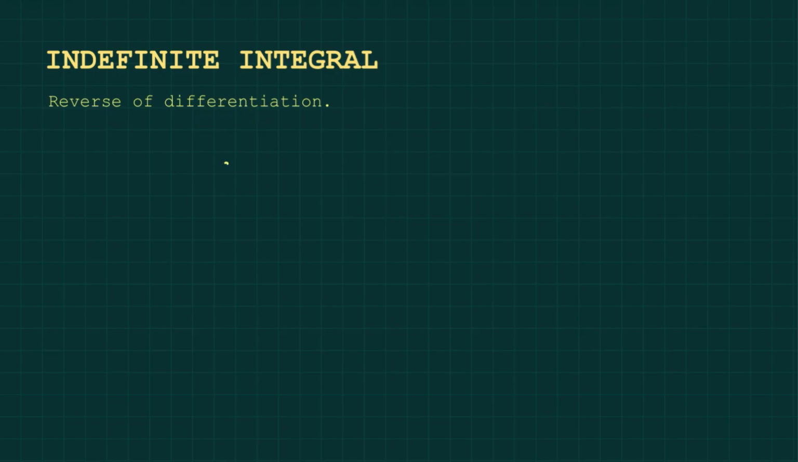Let us consider a function sine of x. If we differentiate this function sin x with respect to x, then we will get cos of x. Now if we integrate this cos of x with respect to x, then we will get sin x. But while integration, here we have to add a constant and let us call it c.